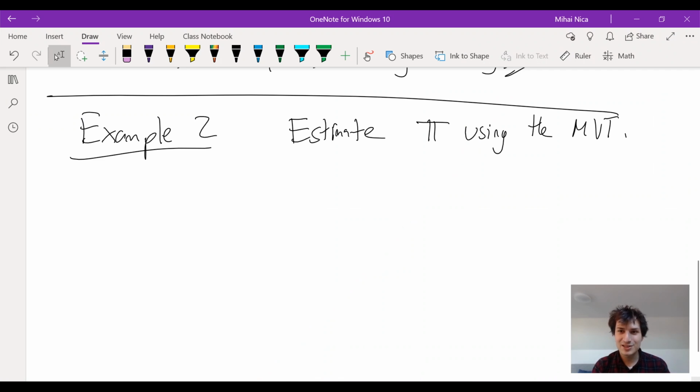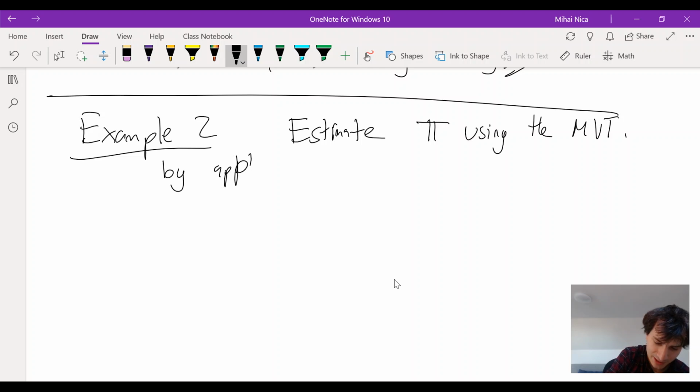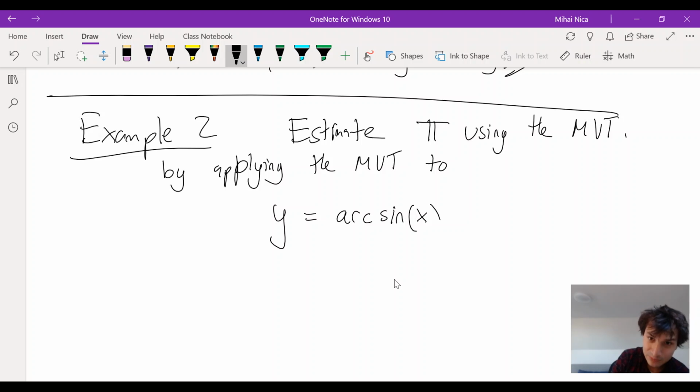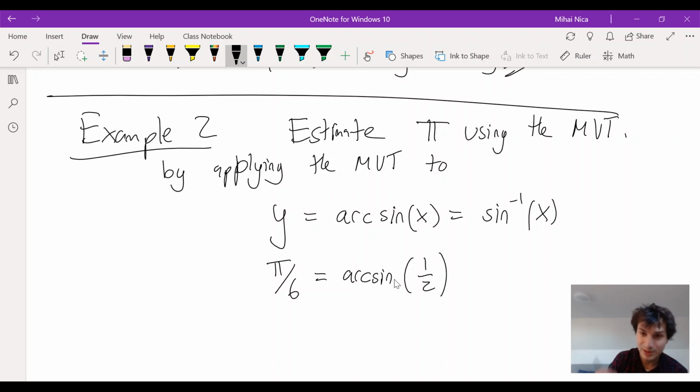So I'm going to estimate pi using the mean value theorem by applying the mean value theorem to the arcsine function. So I'm going to do y equals arcsine of x. This is also known as sine inverse of x. And the entry point that I want to use is that pi over 6 is equal to arcsine of 1/2. If you plug in x equals 1/2, you get pi by 6. That's going to be my entry point into doing this.